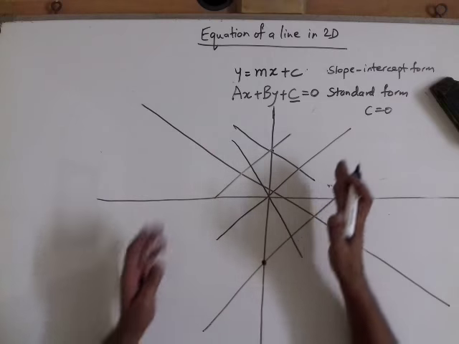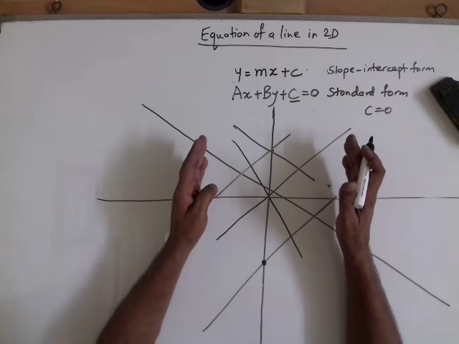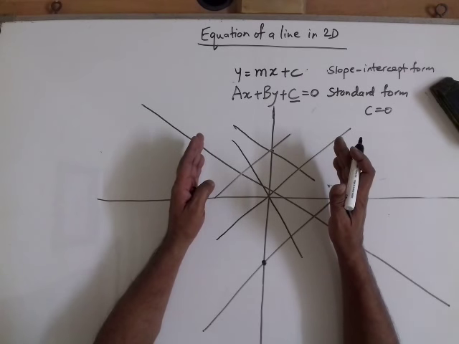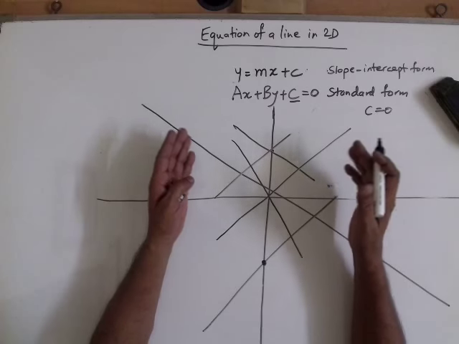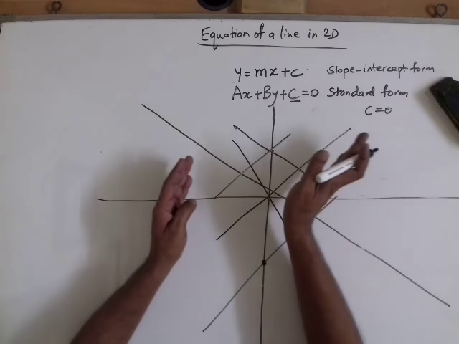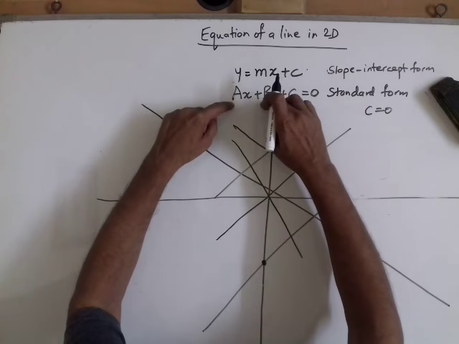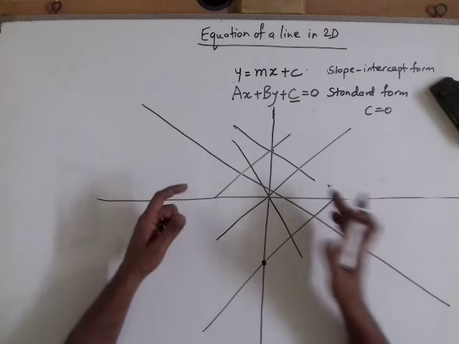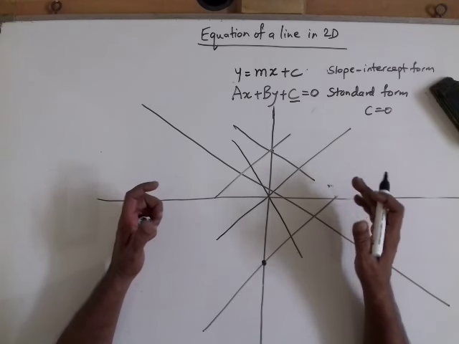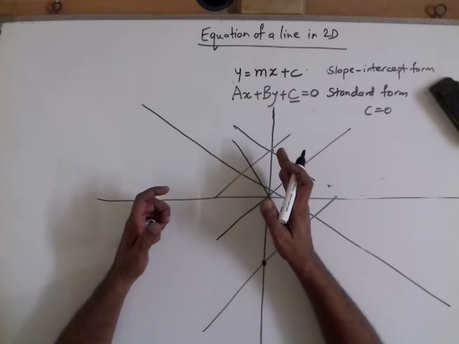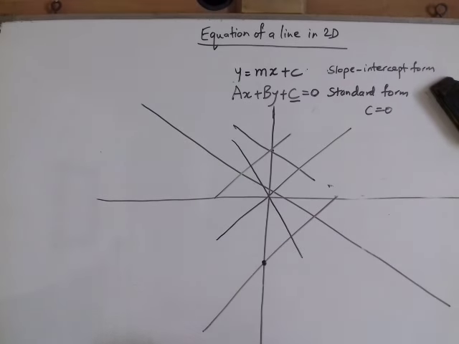Which way it slopes or whether it's vertical or horizontal is decided by what we discussed earlier. Whether it slopes this way or this way is decided by the signs of these coefficients, and the vertical and horizontal are defined respectively. The vertical is defined by the absence of y and the horizontal by the absence of x.